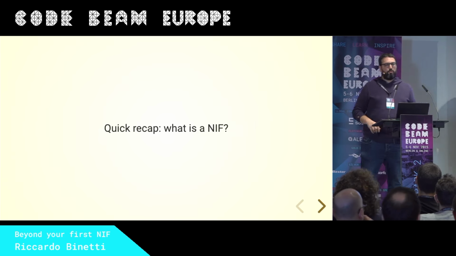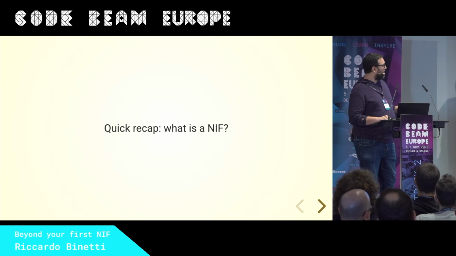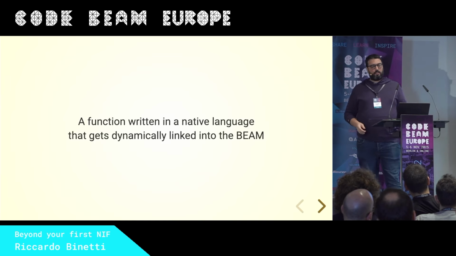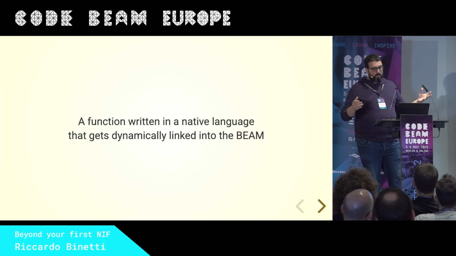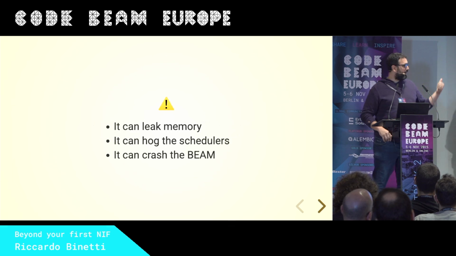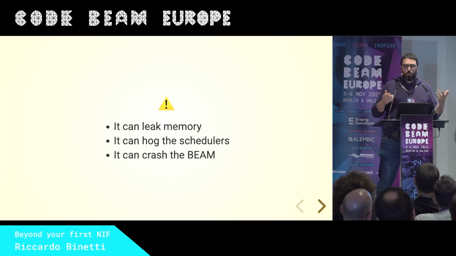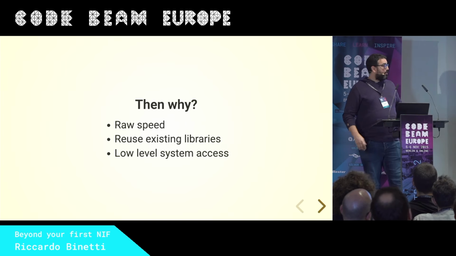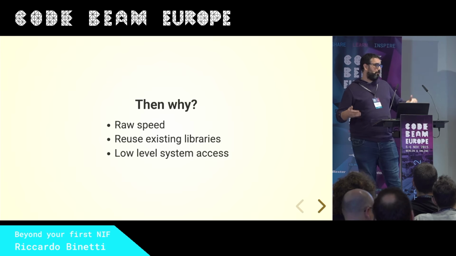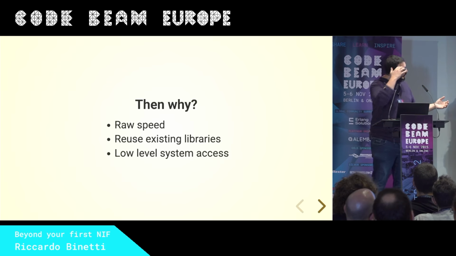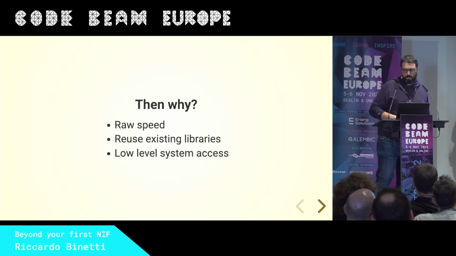I'm not going to go too much over NIF basics, but just as a quick recap, what is a NIF? It's a function written in a native language that gets dynamically linked into the BEAM. A NIF has a lot of nice properties, like it can leak memory, it can hog the schedulers, it can crash the BEAM. Then you could ask, why should I want to do that? The usual reasons are that you need raw speed, or you need to reuse existing libraries, usually C libraries, Rust libraries, whatever, or you need low-level system access. There are other ways to obtain that, but NIF is one of them.